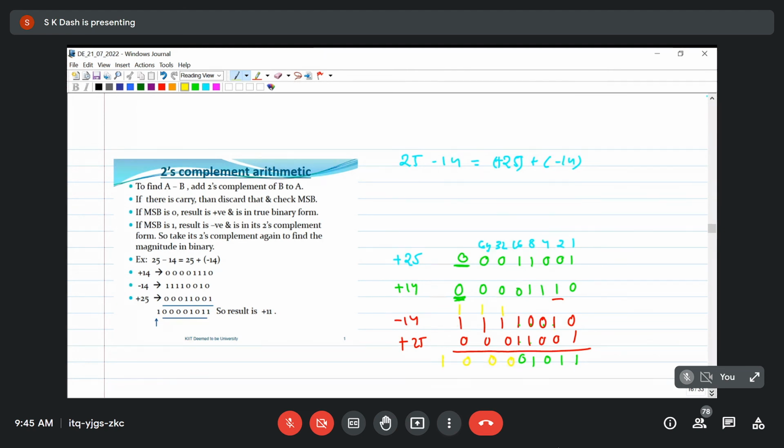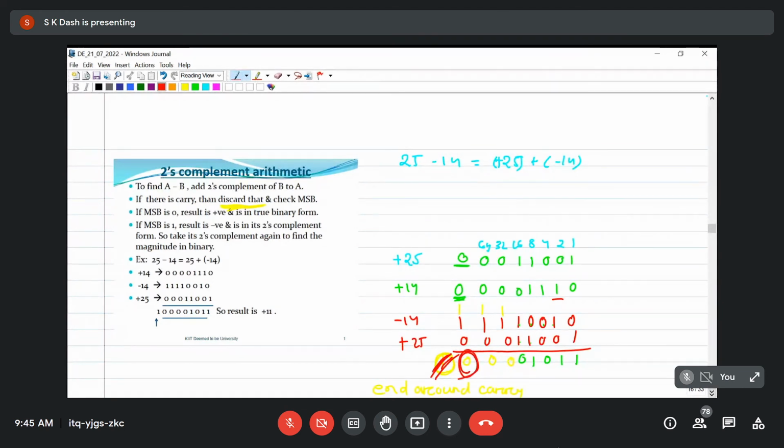So here we have 8 number of bits, so when I add both of them, I got a carry in the end. This is called an end around carry. Okay, so if you get an end around carry, you need to discard that. So I am removing it. After removing this, I need to check the most significant bit. What is the value of the most significant bit now? 0.